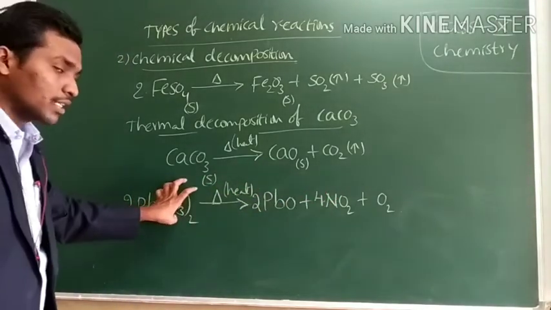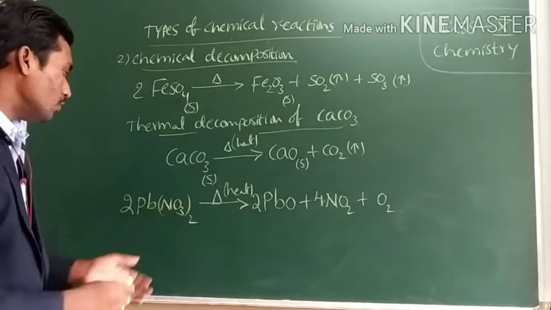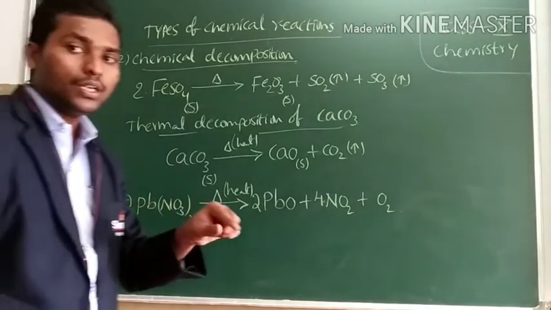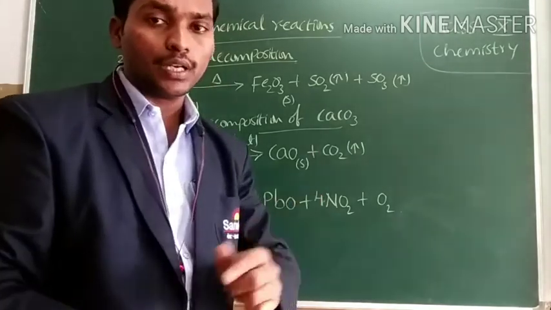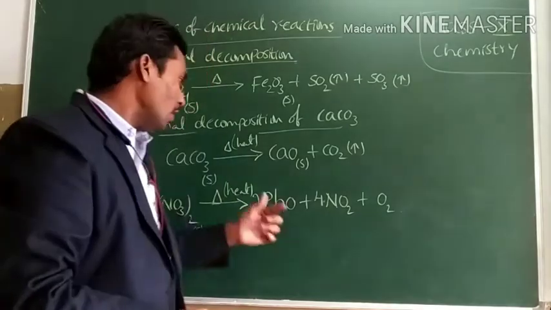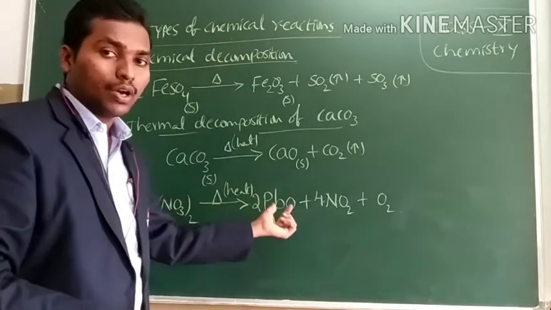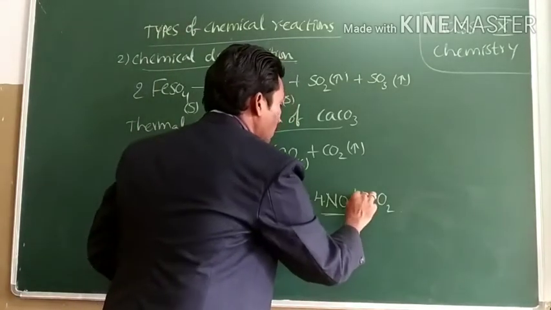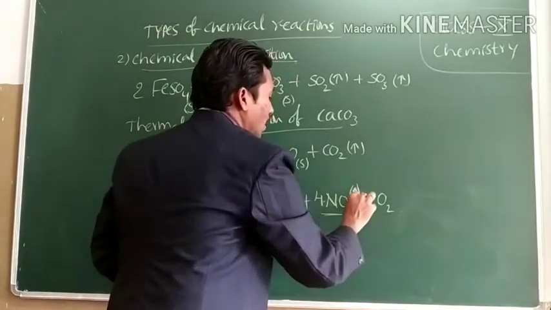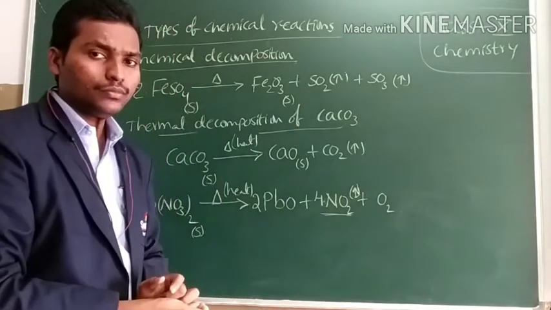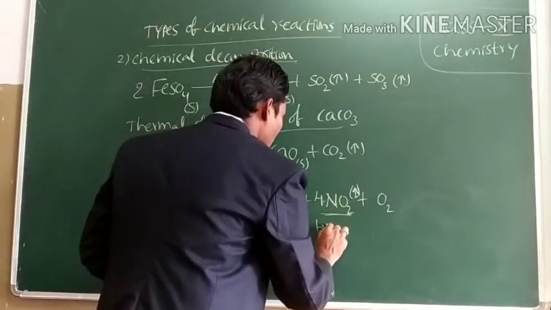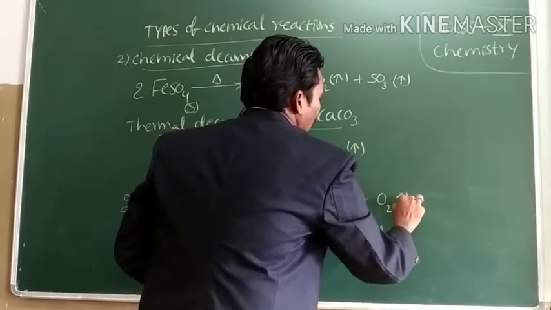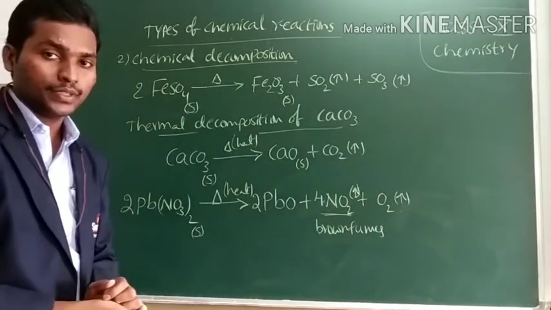For doing this activity, we take a few crystals of lead nitrate in a boiling tube. Hold the boiling tube with a pair of tongs. Now, heat the lead nitrate. On heating lead nitrate, we notice brown fumes. The brown fumes are called nitrogen dioxide gas, and it also releases oxygen gas.